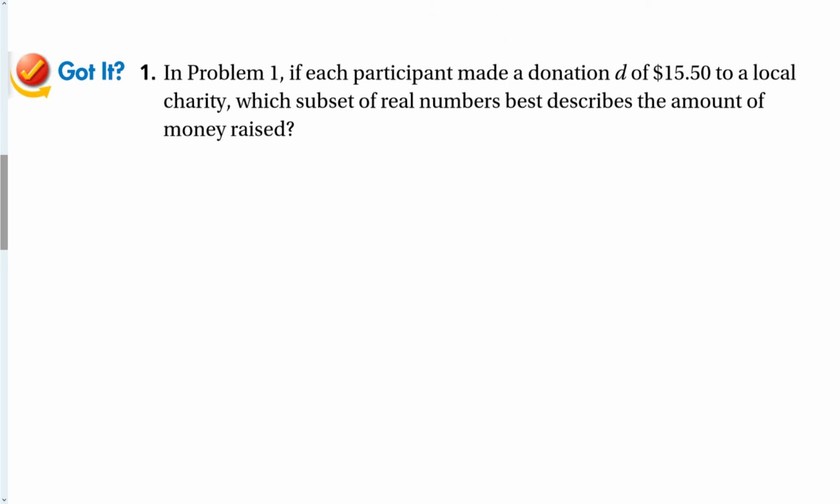If each participant in the race made a donation of $15.50 to a local charity, which subset of real numbers best describes the amount of money raised? Well, for that, I would say it had to be rational as well, right? Because this is a decimal. Or if I want to use the abbreviation, which is a Q, that's a decimal. So if 2 people ran in the race, it would be an integer or a natural number, right? That's more specific. But if 3 people ran in the race, then we're going to have some sort of decimal here. And the decimal does stop.